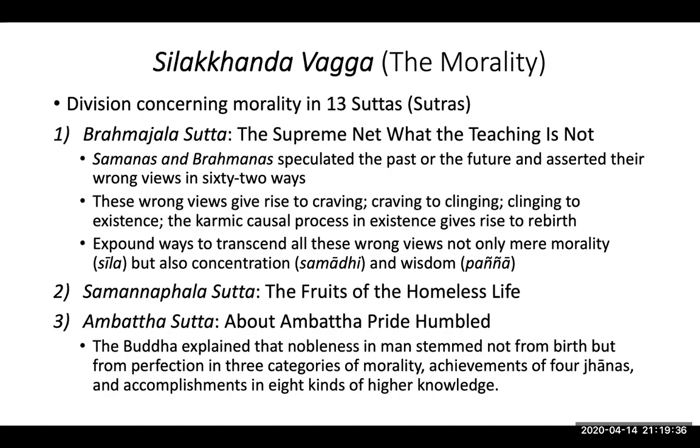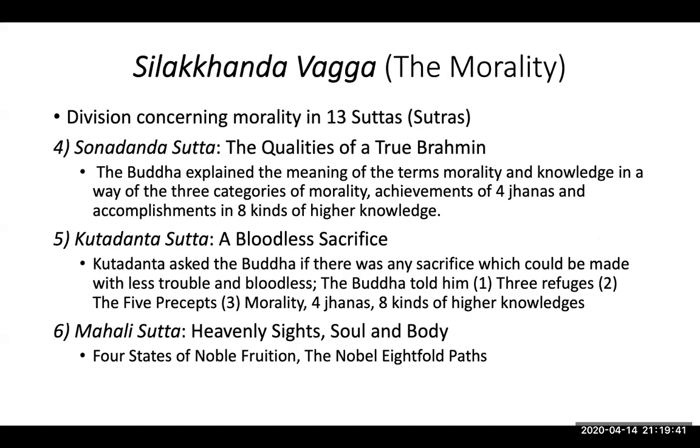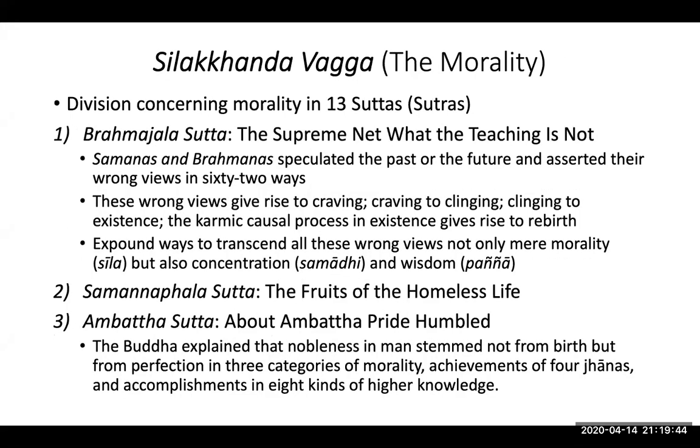the overall 13 suttas belonging to Silakkhanda Vagga. First, Brahmajala Sutta. This sutta explains how Samanas and Brahmanas speculated about the past or the future and asserted their wrong views in 62 ways. Samanas and Brahmanas have a strong pride in themselves. They think that their belief is the best one.